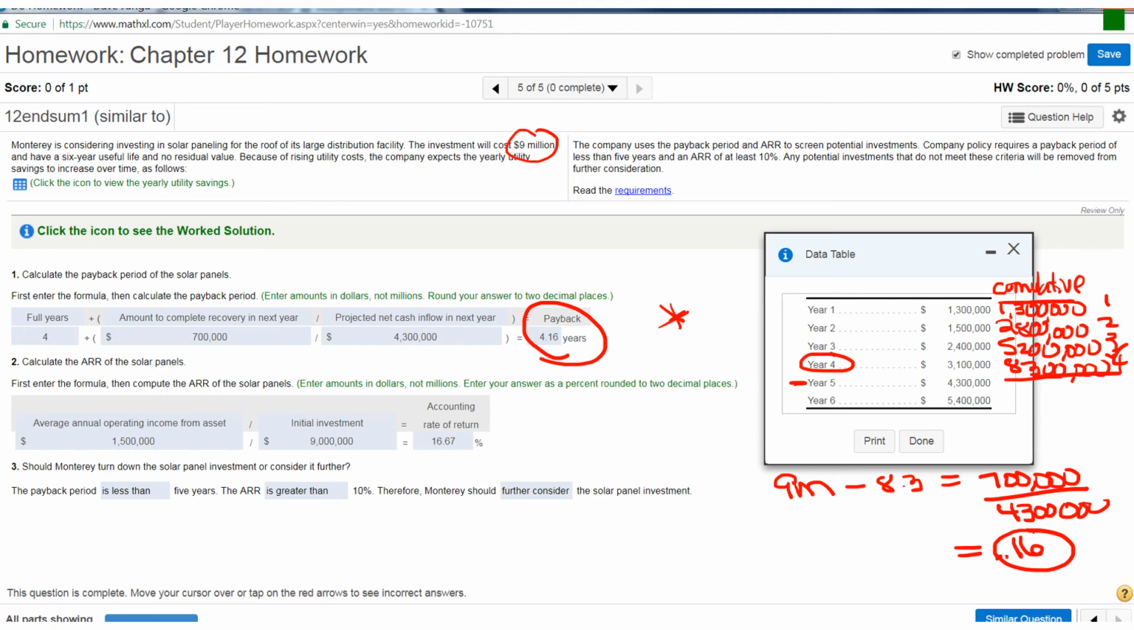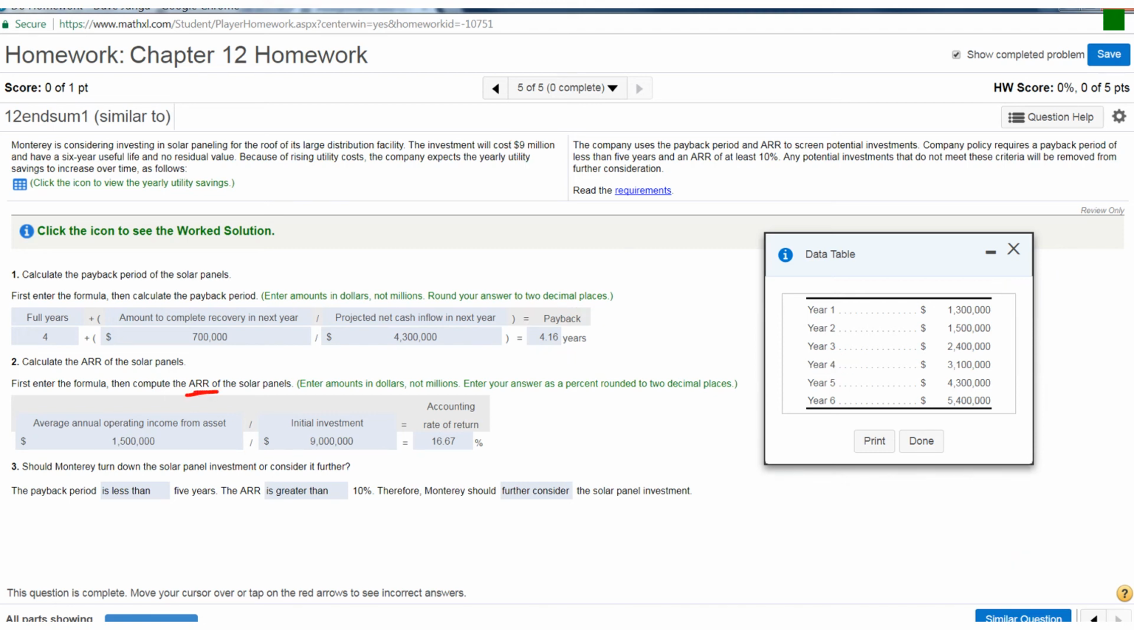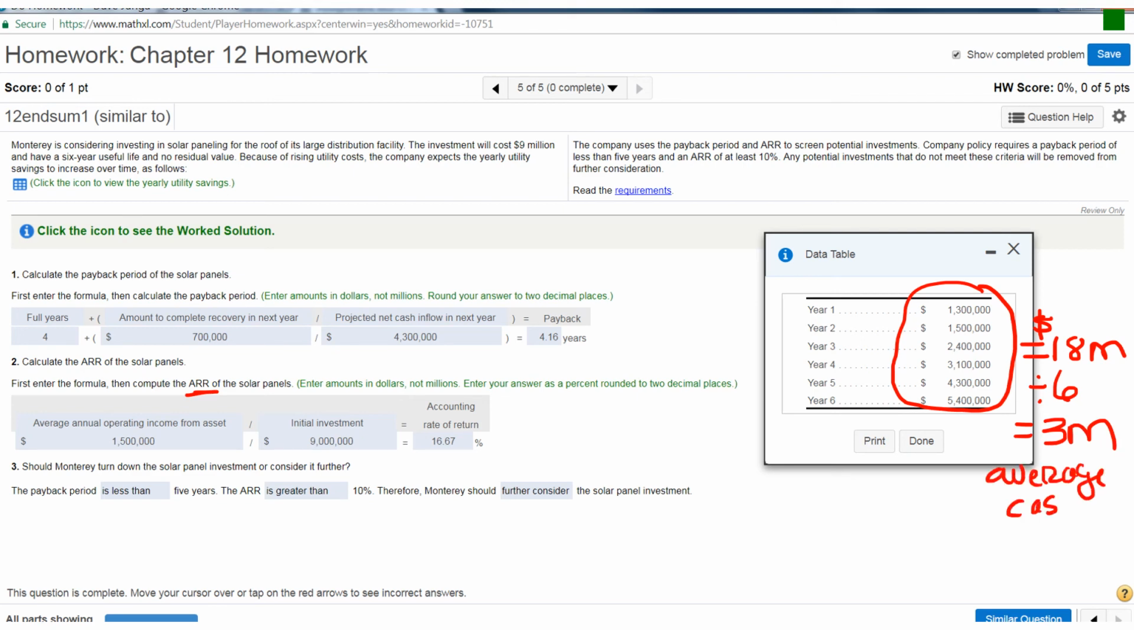So that's the first part. Now, on the second part, they want you to do the accounting rate of return. So this is a little bit different. On this one, what you do is you look at your annual cash flows for the 6 years. If you were to add these all together, you're going to get $18 million. So the way you do an average, once you add these together, you take the 18 million and you simply divide that by 6. So basically your average cash flows is right around $3 million per year, even though that's not the same amount. That's a simple average by just dividing that by 6.